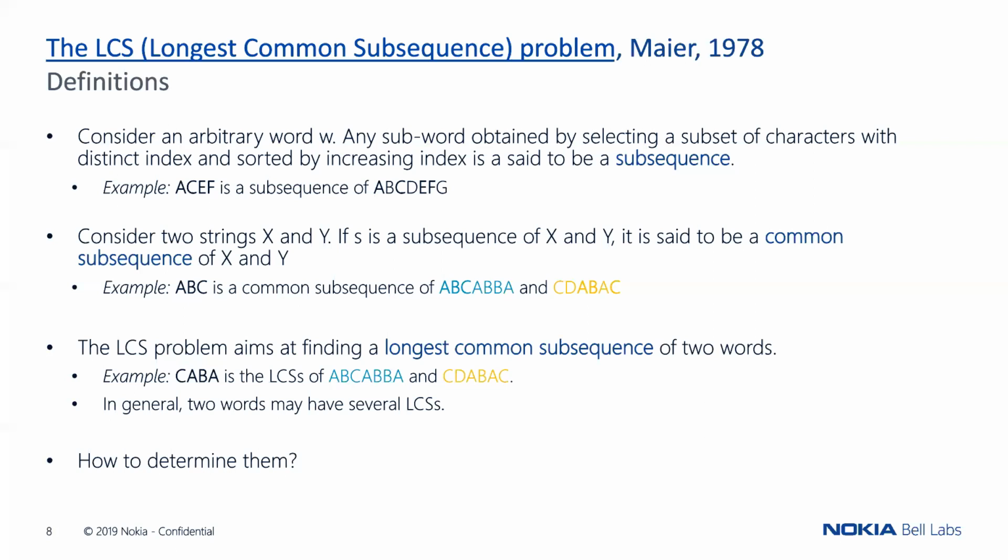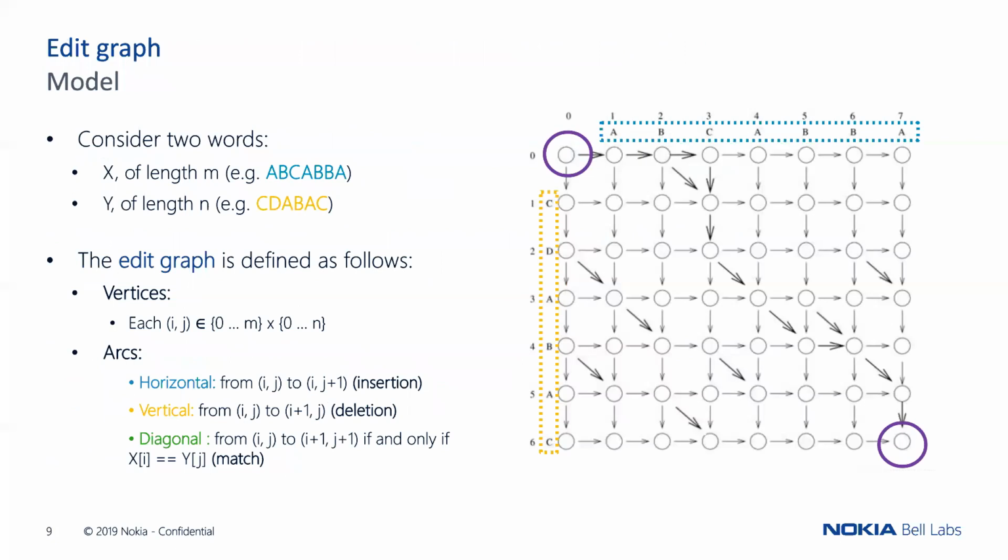So now we have understood what the goal of the problem is. Now the question is, how do we solve this problem? To do so, let me introduce what we call the edit graph. This is a graphical representation of this problem. Here I consider my two words, X and Y. I took the same example, ABC, ABBA, CDA, BAC.